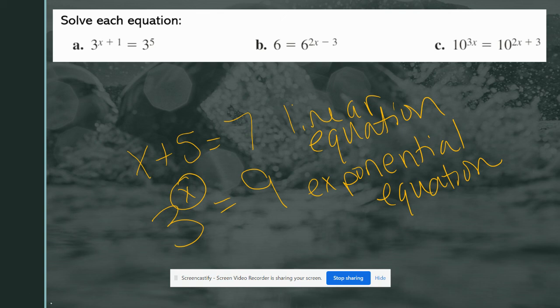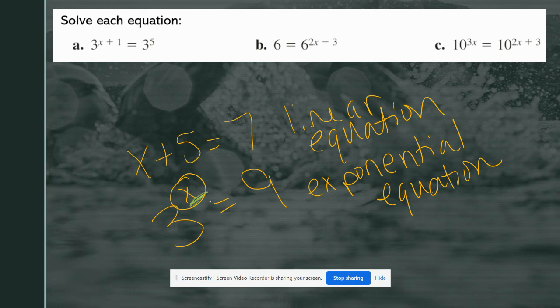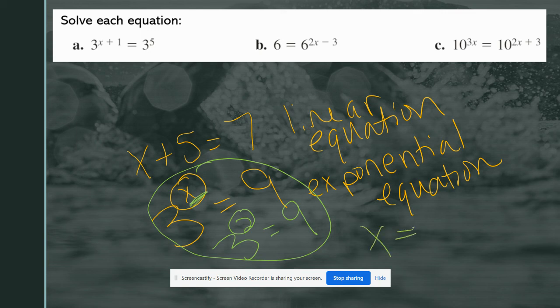And what it's asking you is 3 to what power would be 9? And we know that that would be 2. 3 squared is 9, or 3 to the second power is 9. And so in this case, if I'm looking at this equation, x is equal to 2.